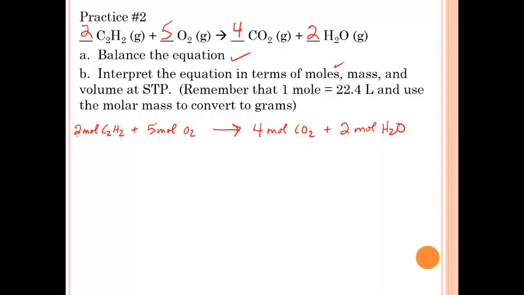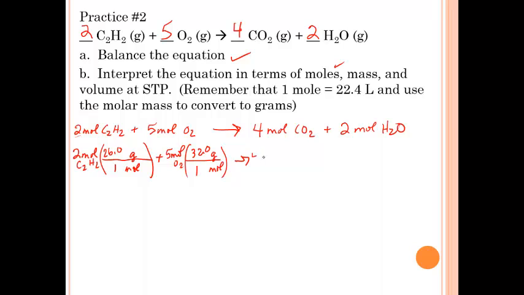Now mass is the one that's going to take a little bit more space. So I know I have 2 moles, and it might get tricky to write all of this in here, but we need to make sure that we're practicing that. I want to convert moles to grams, and so I'm going to do that with a molar mass, and so that would be 26.0. And I'm going to add to that my 5 moles of oxygen, and I have to convert moles of oxygen into grams of oxygen. And my molar mass of oxygen is 32.0.